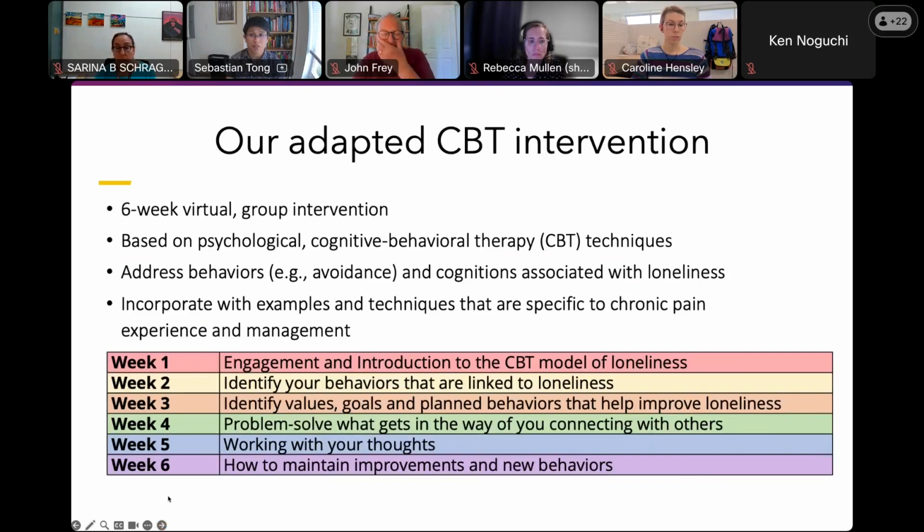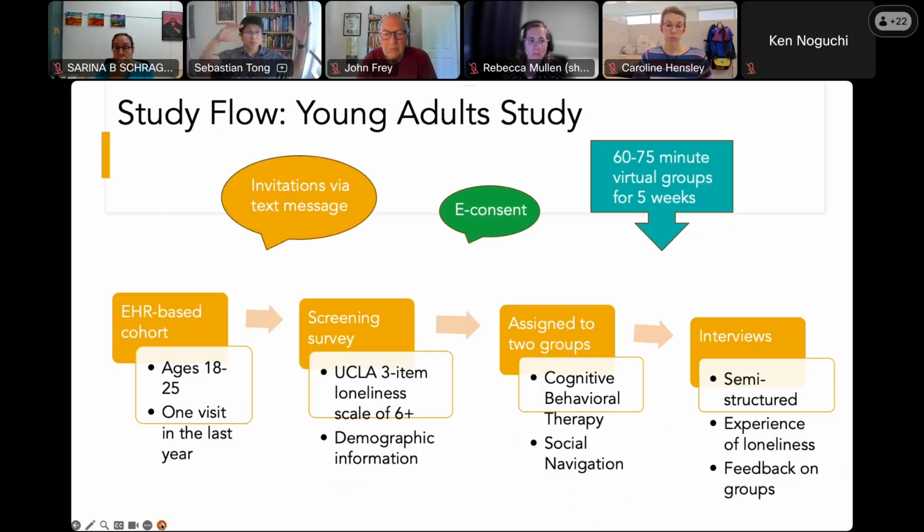Our CBT intervention was also virtual. It looks at behaviors that are linked to loneliness, identifying values and goals, planning behaviors that are important, helping problem solve specific situations and working through thoughts, and maintenance was addressed as well. So we did this study with specific adaptations for two different populations.